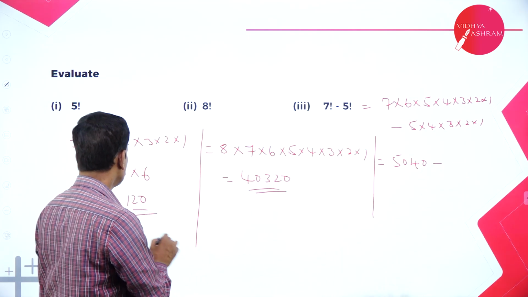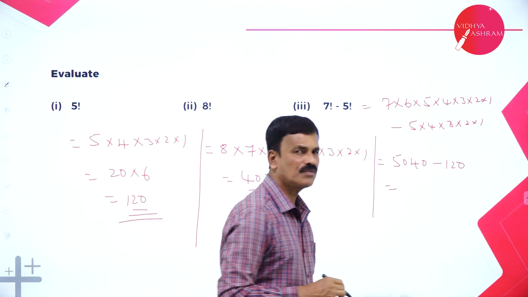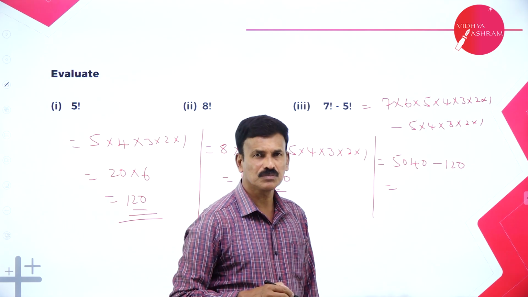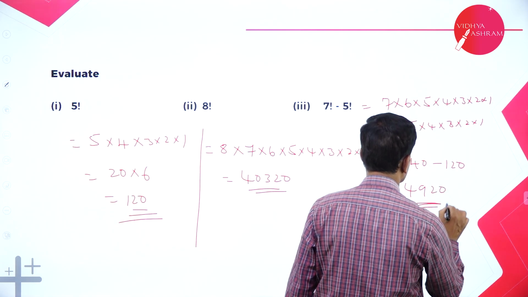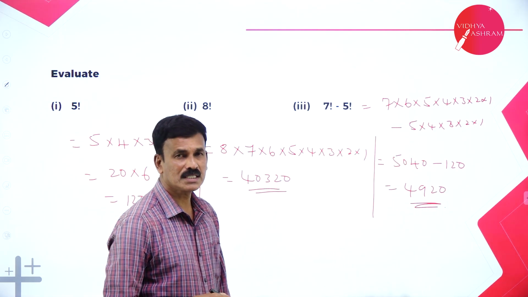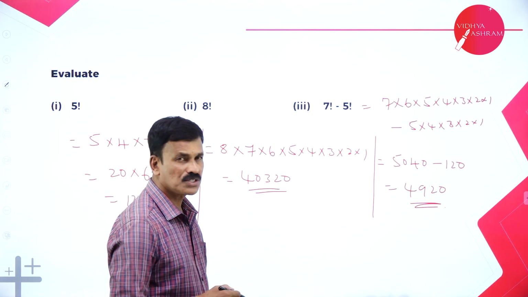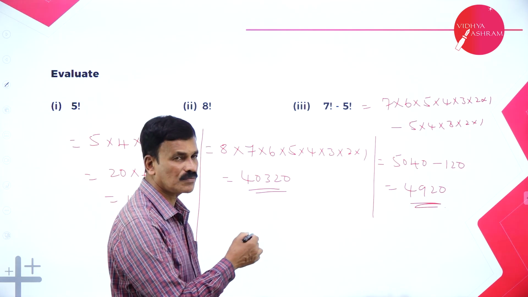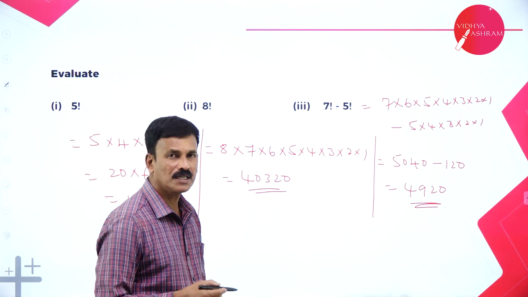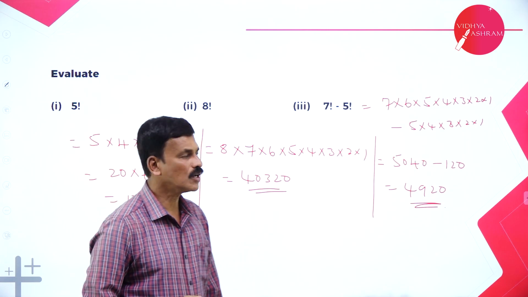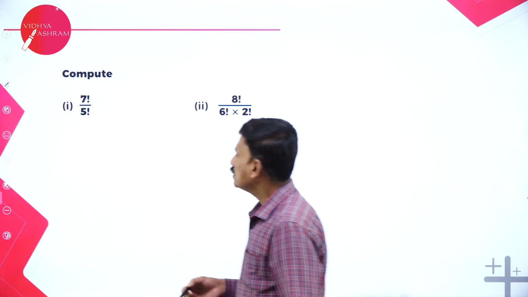5 into 4 into 3 into 2 into 1 is already equal to 120. So, this is 120. Subtract 5040 minus 120. What is this equal to? 4920. That's it. So, 7 factorial minus 5 factorial is equal to 4920. Since 7 factorial is 5040, minus 120, which is factorial of 5, 5040 minus 120 is 4920. That's it. Okay. Now, move on to the next problem. Compute 7 factorial divided by 5 factorial.